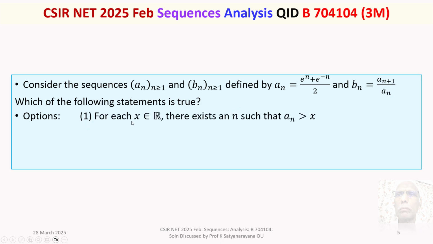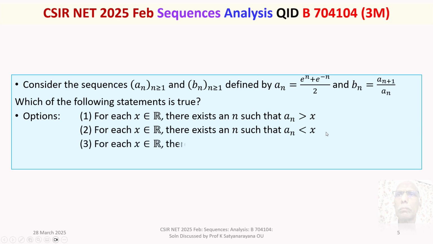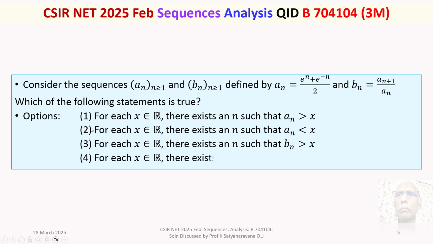Option 1. For each x belongs to R, there exists an n such that an is greater than x. Option 2. For each x belongs to R, there exists an n such that an is less than x. Options 3 and 4 are the same as options 1 and 2, but with bn instead of an. Let's now discuss the solution of the problem in detail.